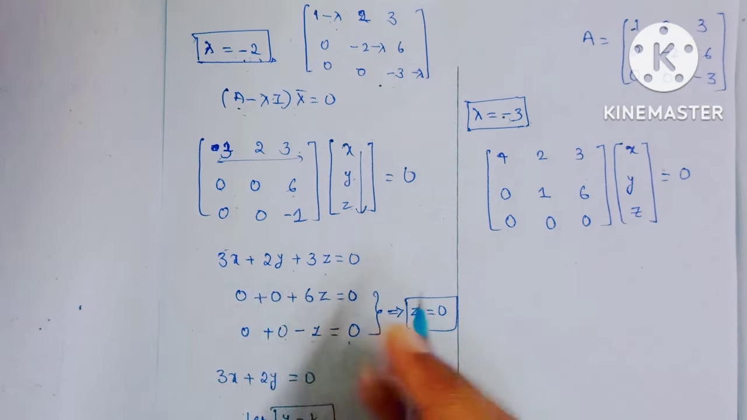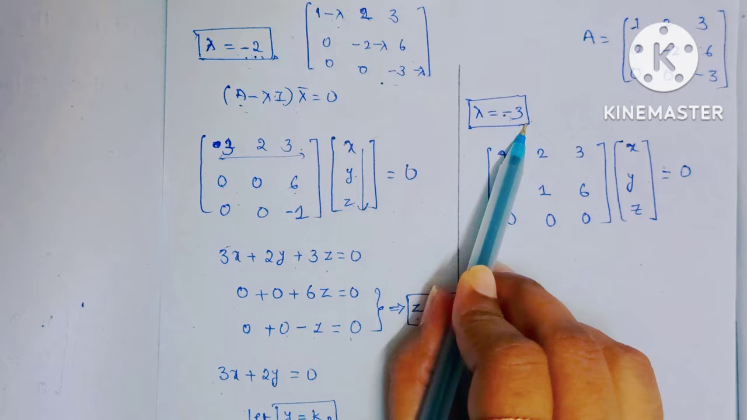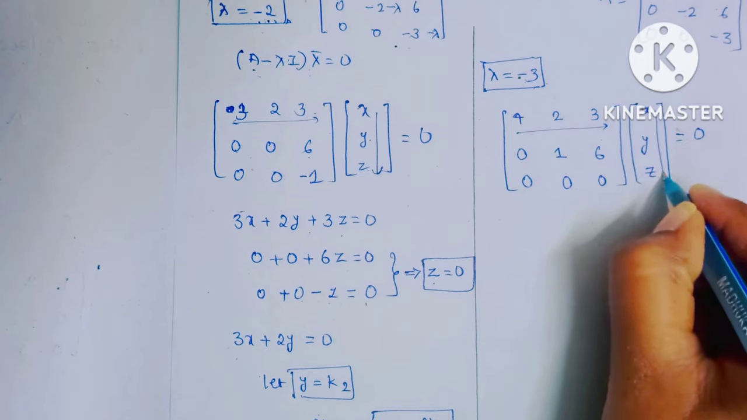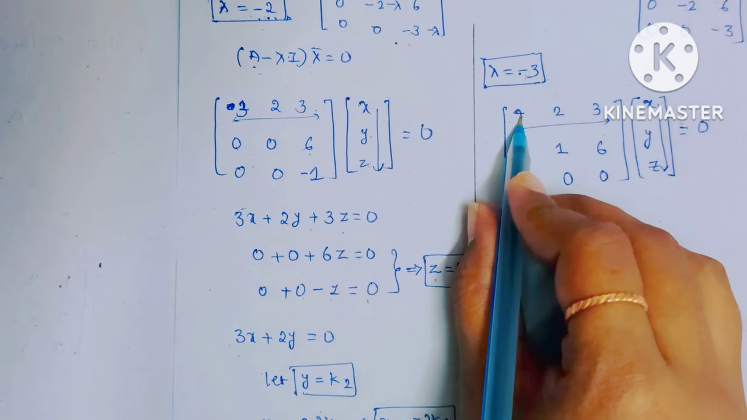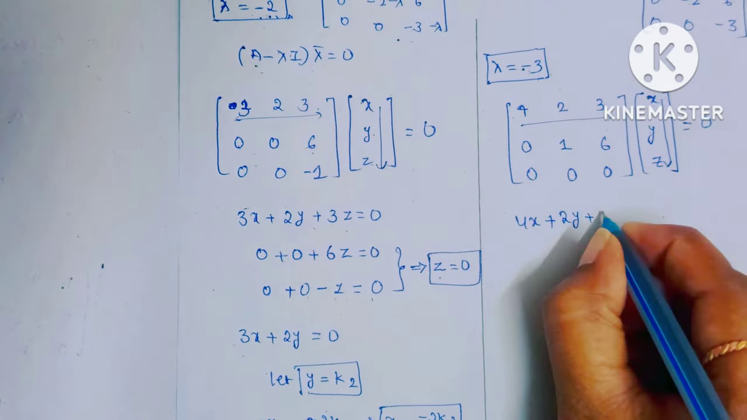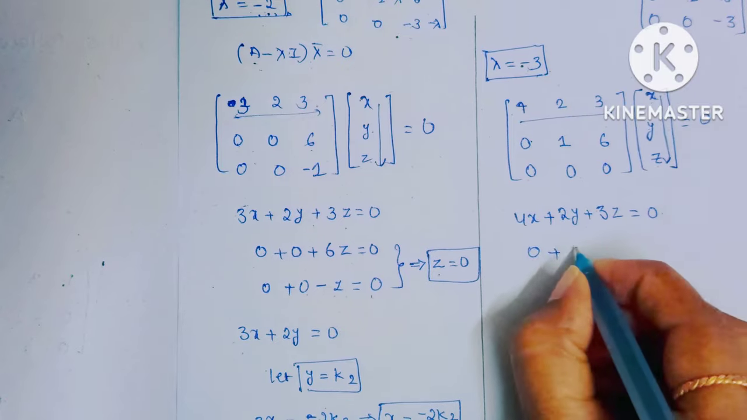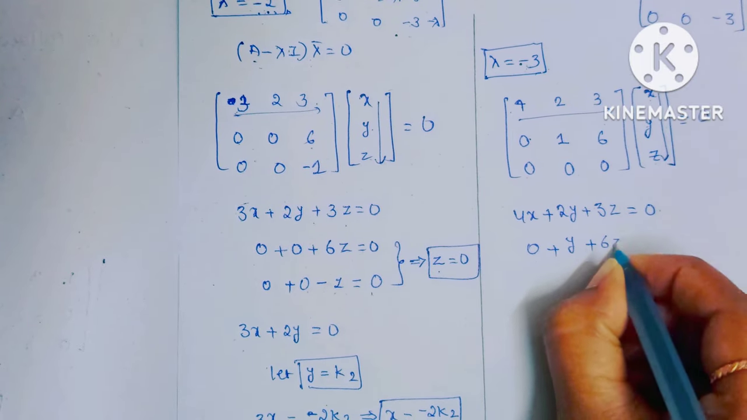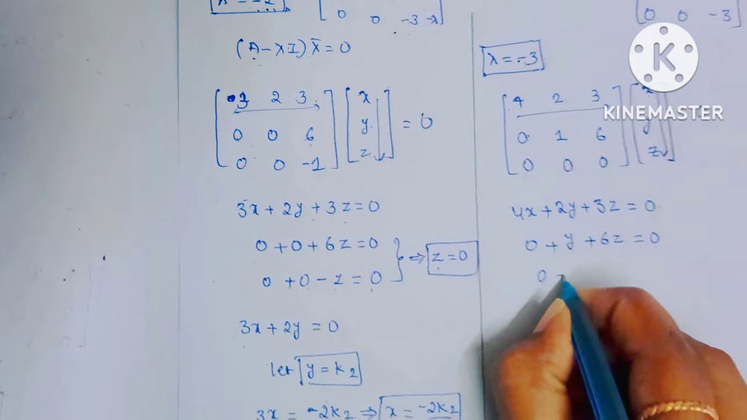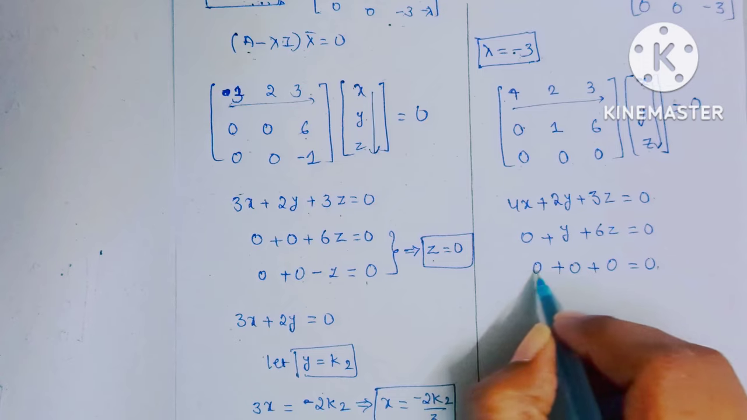If you want, you can compare. This is the eigenvector for lambda equal to minus 2, and here I'm finding the eigenvector for lambda equal to minus 3. So by multiplying these matrix and vector, we get 4 into x, 4x, plus 2 into y, 2y, plus 3 into z, 3z, which is equal to 0. And here 0 into x, 0, plus 1 into y plus 6 into z, which is equal to 0. Here everything is 0, so 0 into x is 0, 0 into y is 0, 0 into z is 0, equal to 0. So there is no need to write this equation.